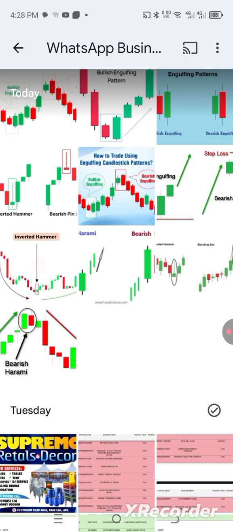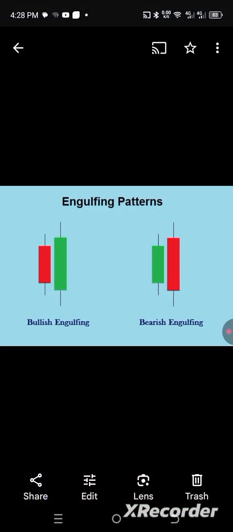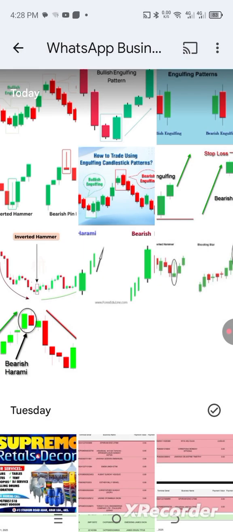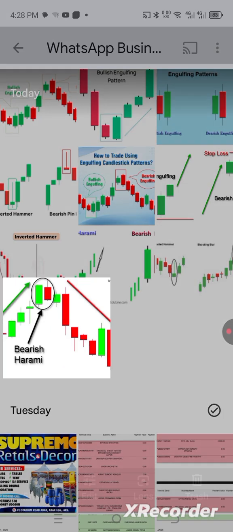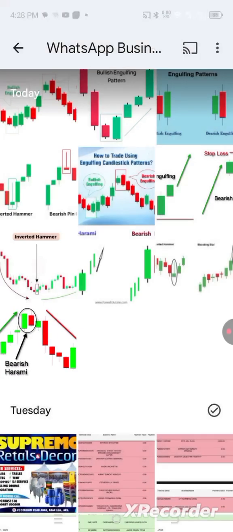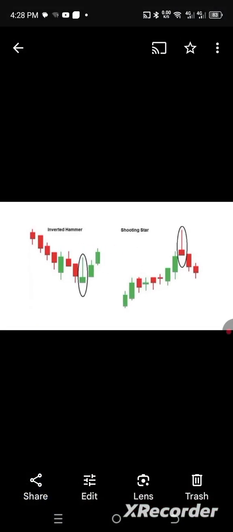Let me make a recap again before we get into the chart. Engulfing pattern. Then harami. This is harami. And then a pin bar. This is a pin bar. You can see a pin bar here. Could be a pin bar or a shooting star.